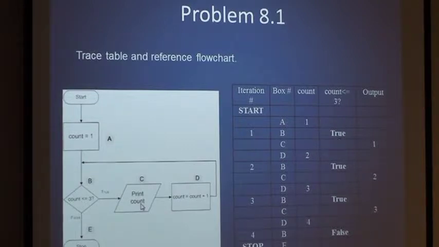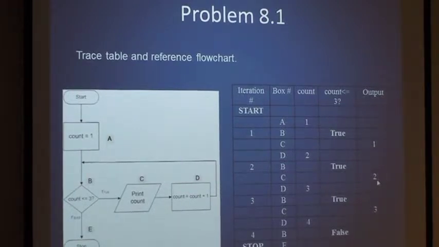Okay, so you go and do C, produce the output 1, go to D, because after C you have to do D. Count is now 2, so after you're done with D, count is 2. And then you go back to B, right? So the condition is still true. This is simply the iteration number, how many times you're going through this loop.